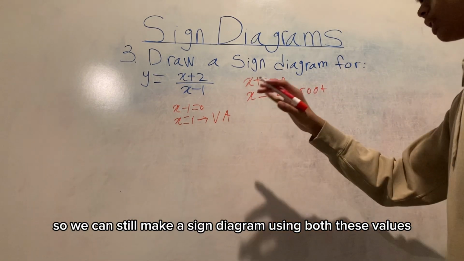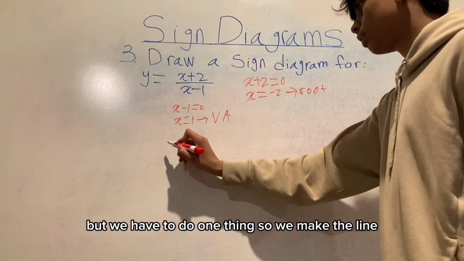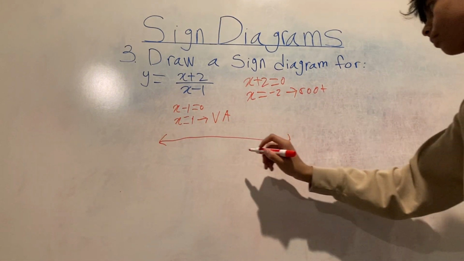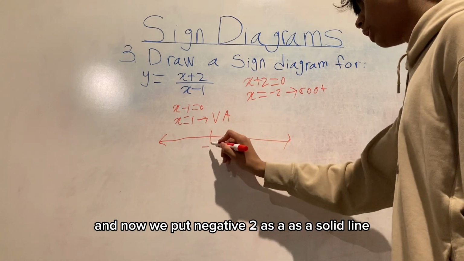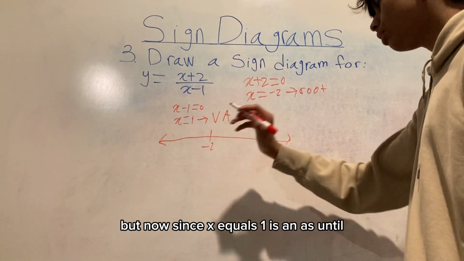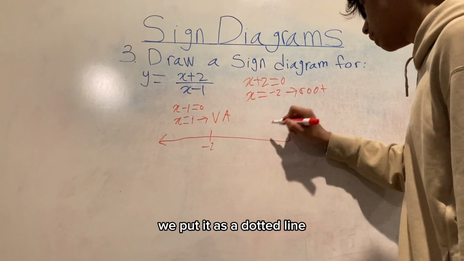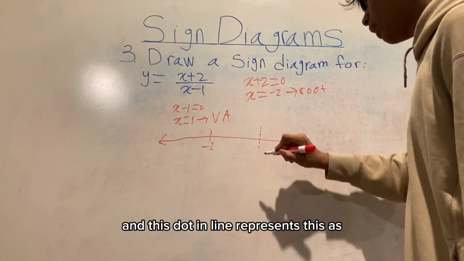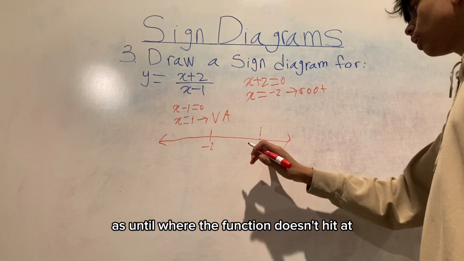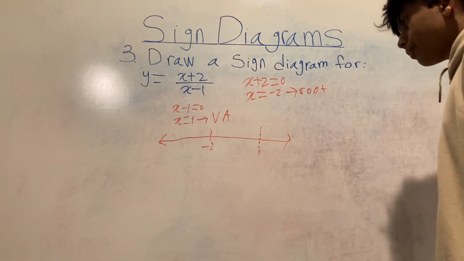So we can still make a sign diagram using both these values, but we have to do one thing. So we make the line. And now we put negative 2 as a root, as a solid line. But now, since x equals 1 is an asymptote, instead of putting it as a solid line, we put it as a dotted line. And this dotted line represents this as an asymptote where the function doesn't hit at any time. So this is 1.